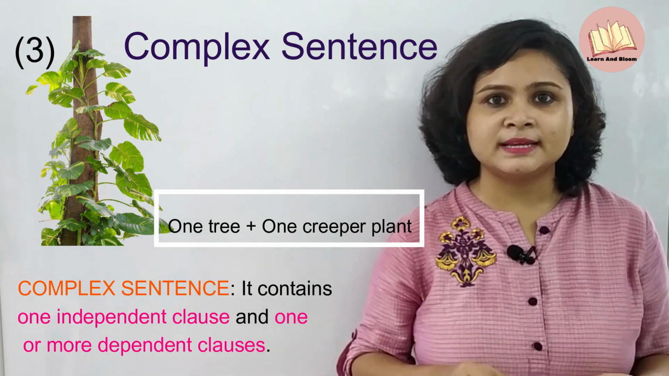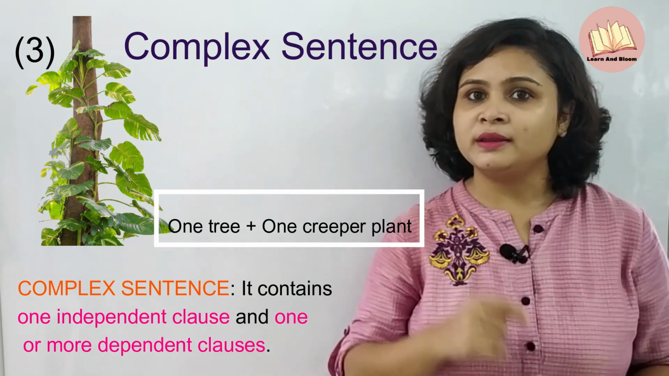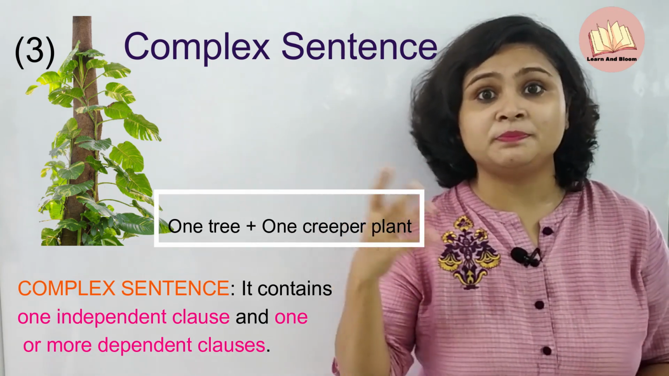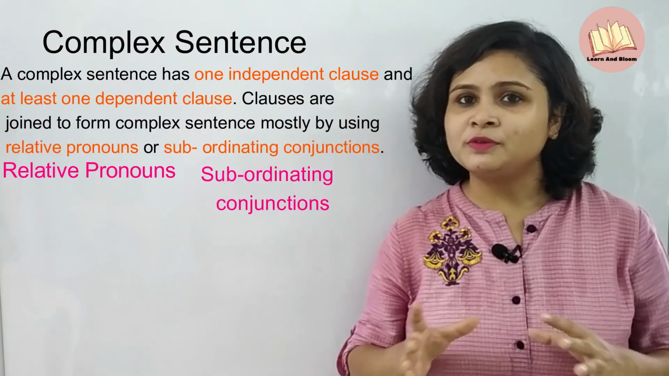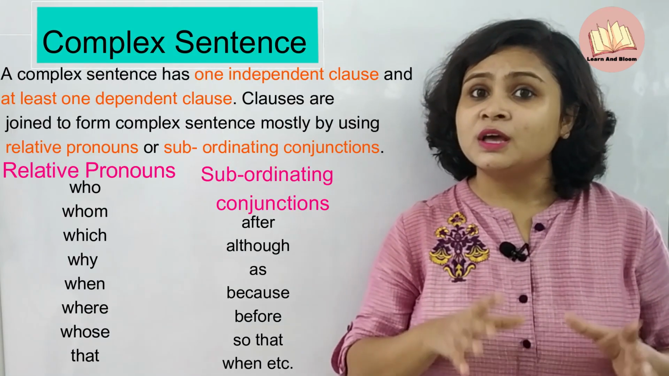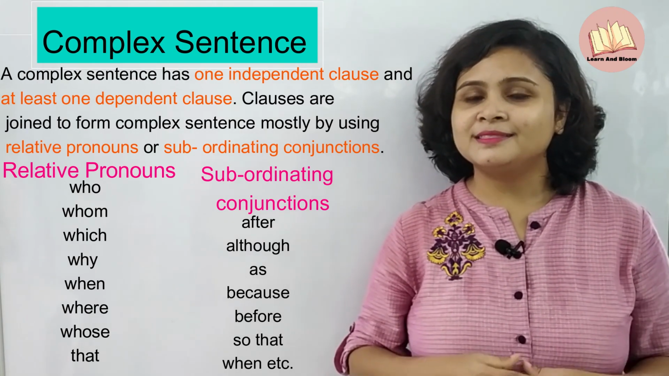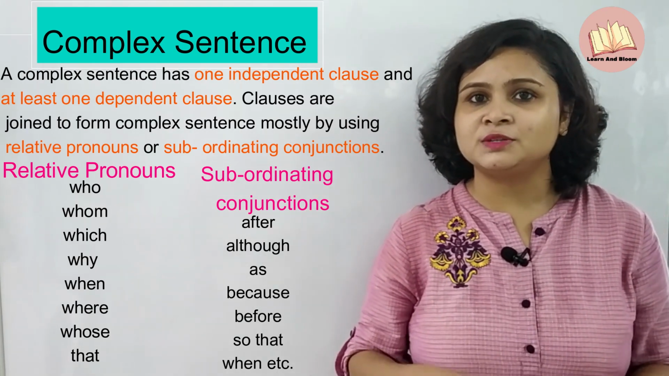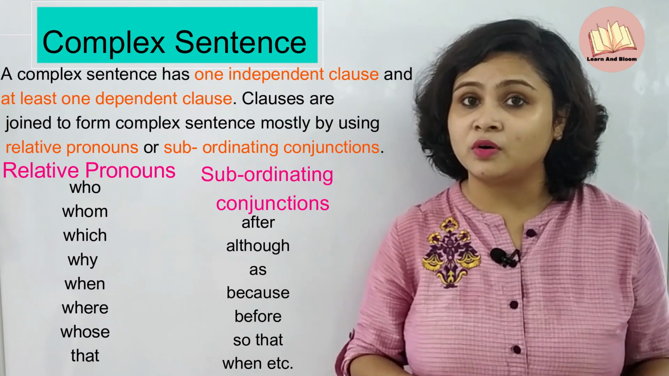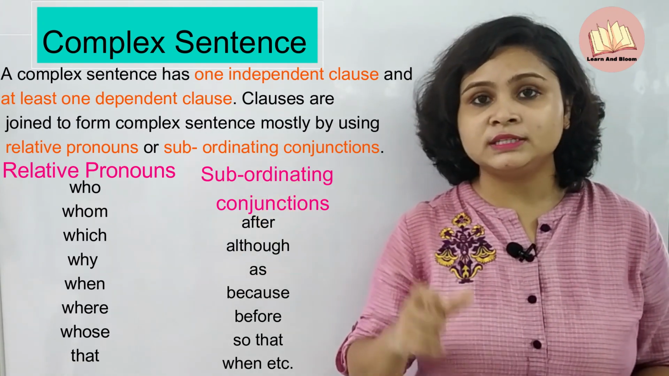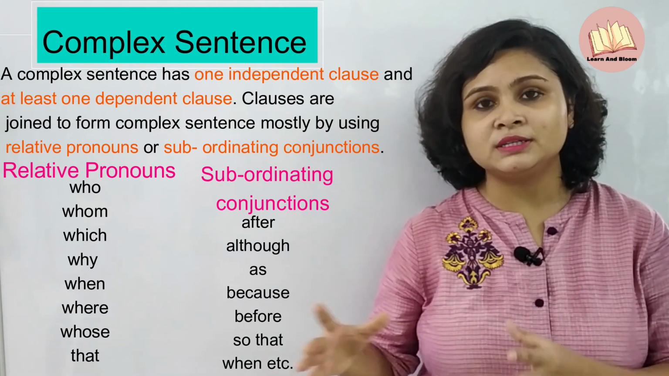Similarly, in a complex sentence, we will find one independent clause and one or more dependent clauses. And these clauses will be connected by a relative pronoun or subordinating conjunction. Here is a list of relative pronouns and subordinating conjunctions.